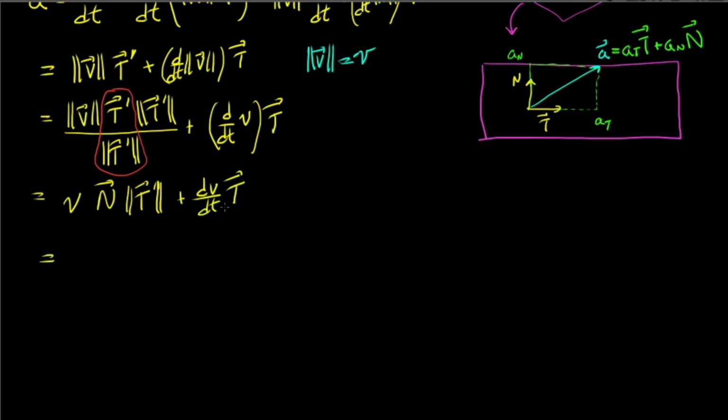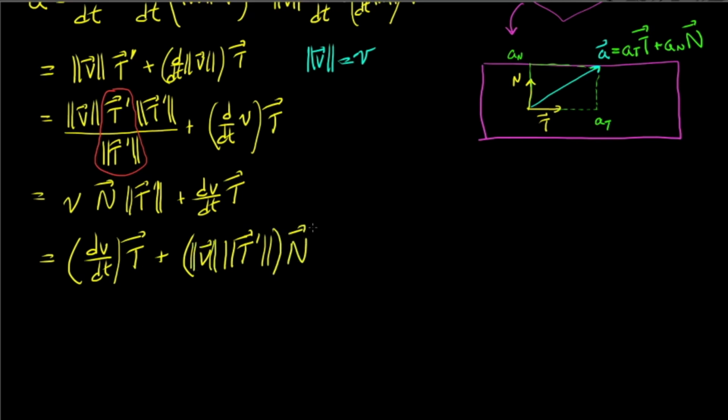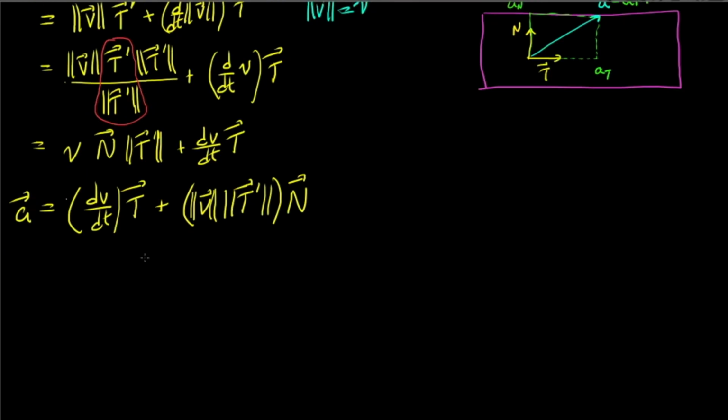So there you go. If I could just change the order here, I'll write the derivative of v, the derivative of the speed, times t, plus v times the magnitude of t prime. I don't want to write it as t prime, so I'll go back to the magnitude of v as well here, just to be consistent. And this is all times n. Okay, so remember, this was the acceleration vector. This was just a.